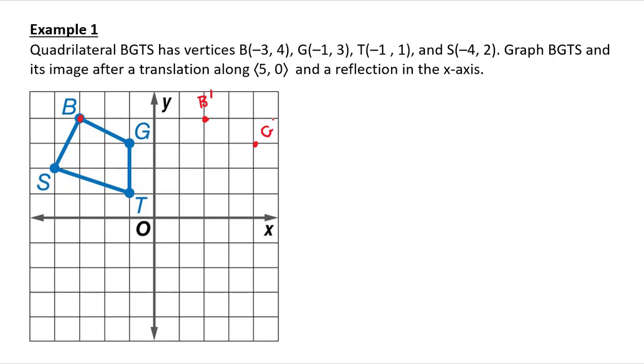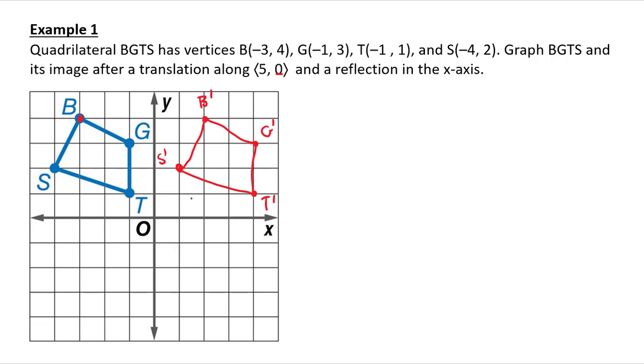Now notice how I'm not moving any in the y direction because that y is 0. S moves 5 over, 1, 2, 3, 4, 5. T moves over 1, 2, 3, 4, 5. So that's my first translation. Then I need to reflect that across the x-axis.